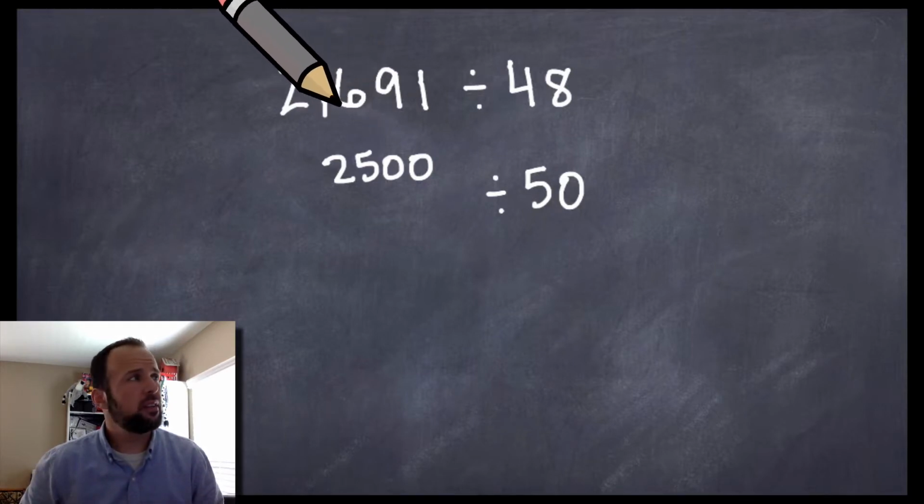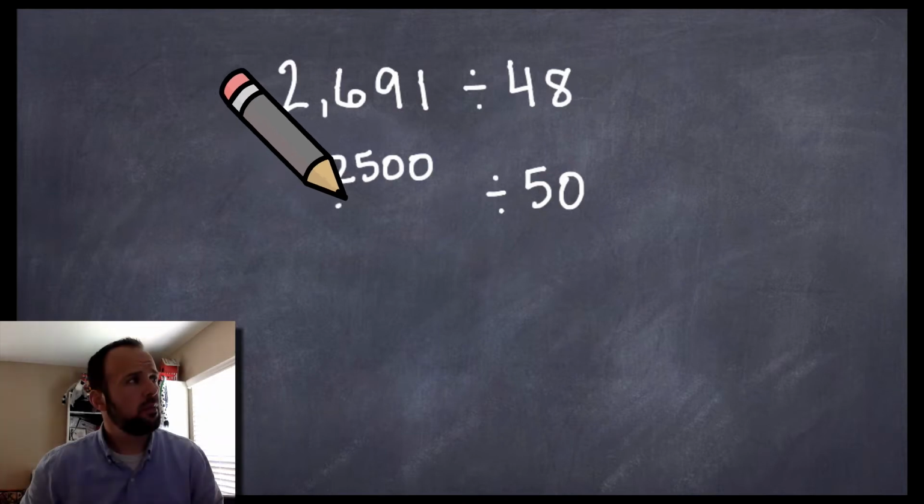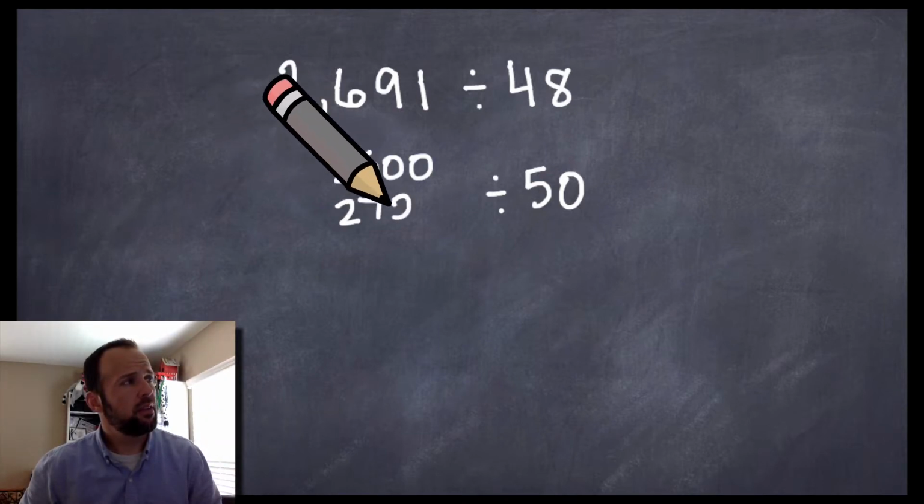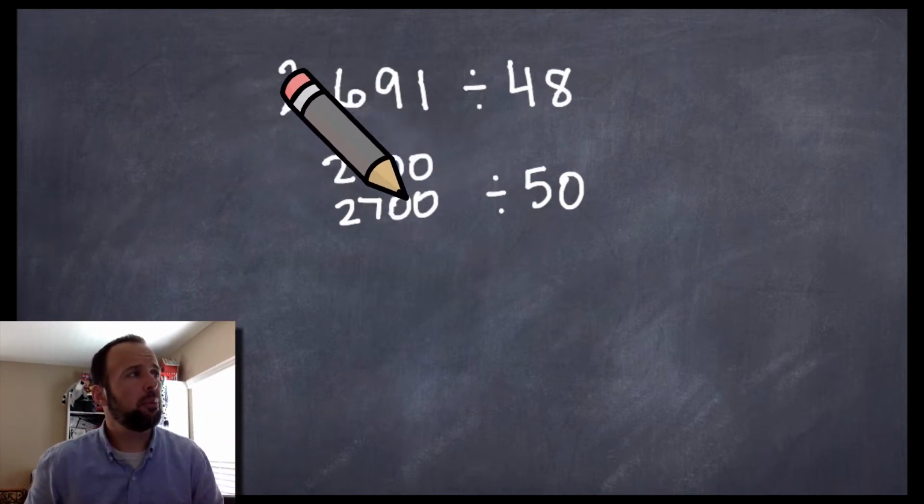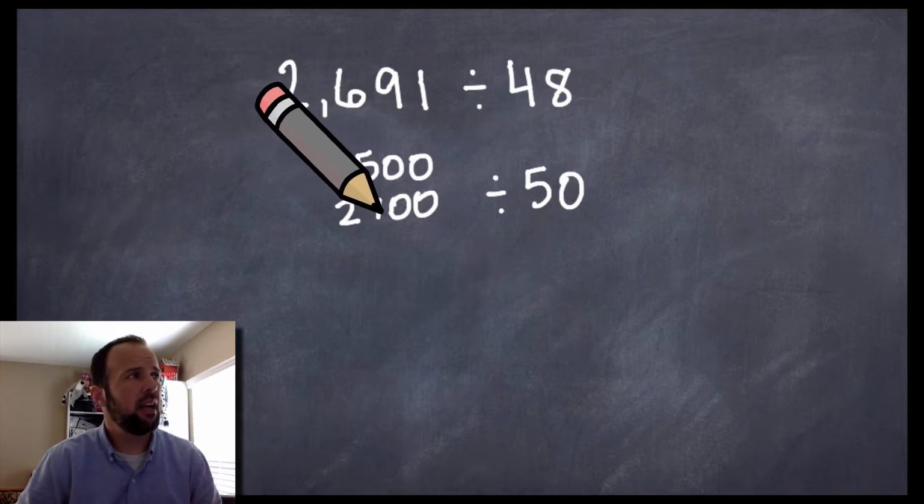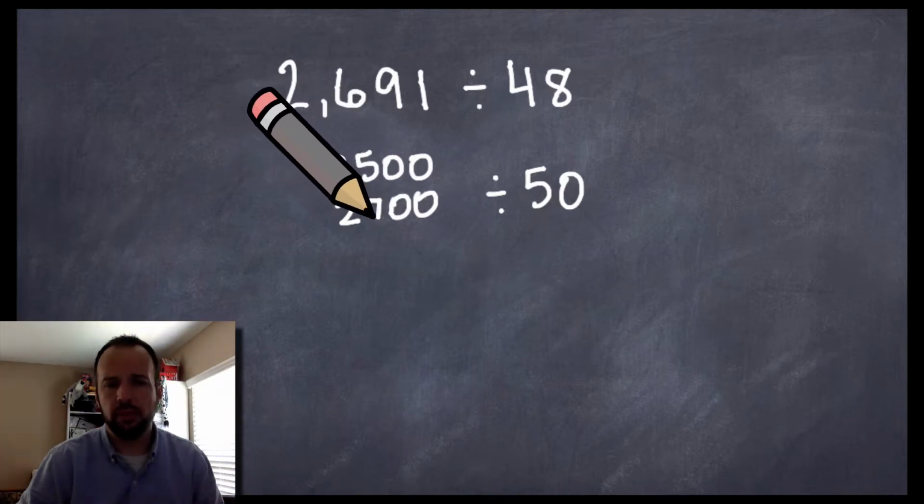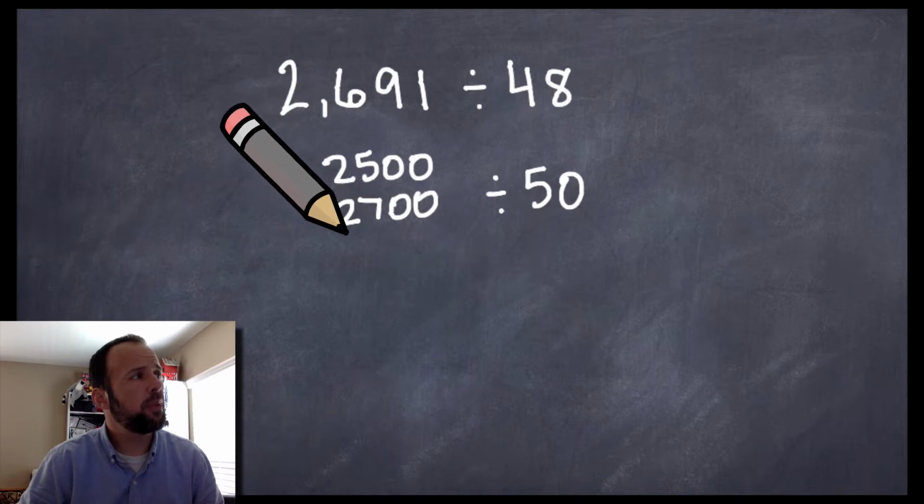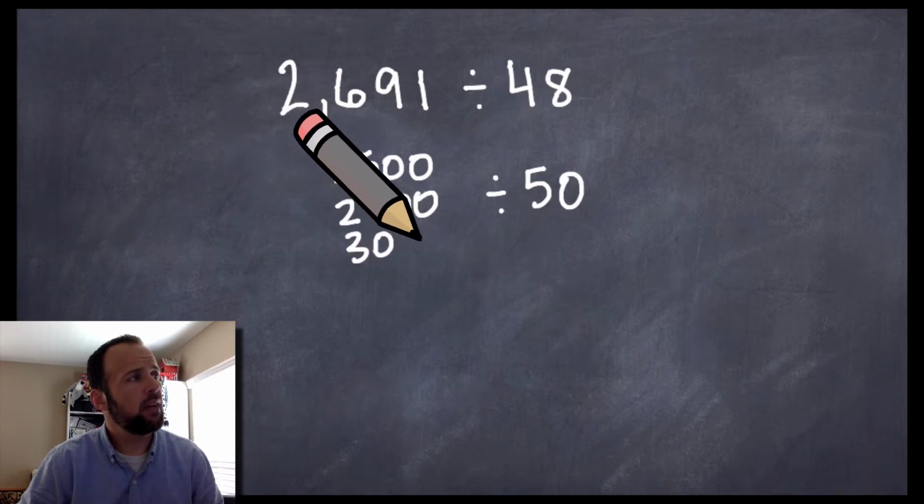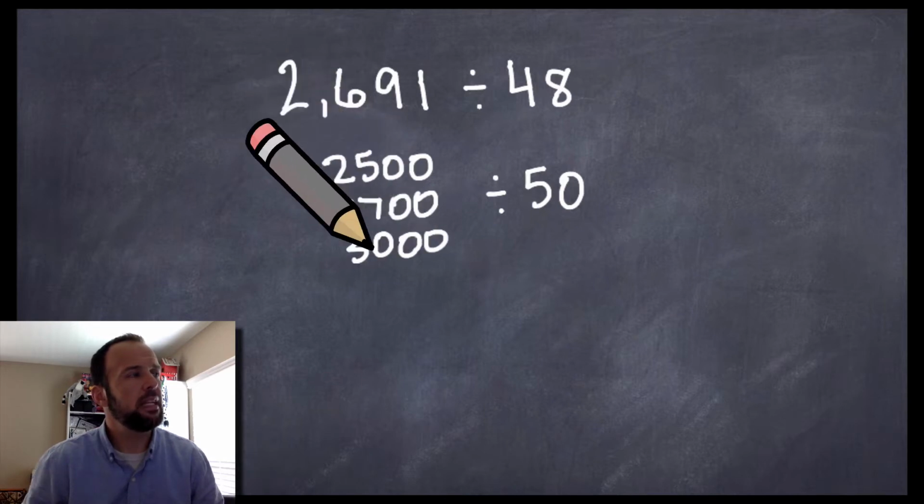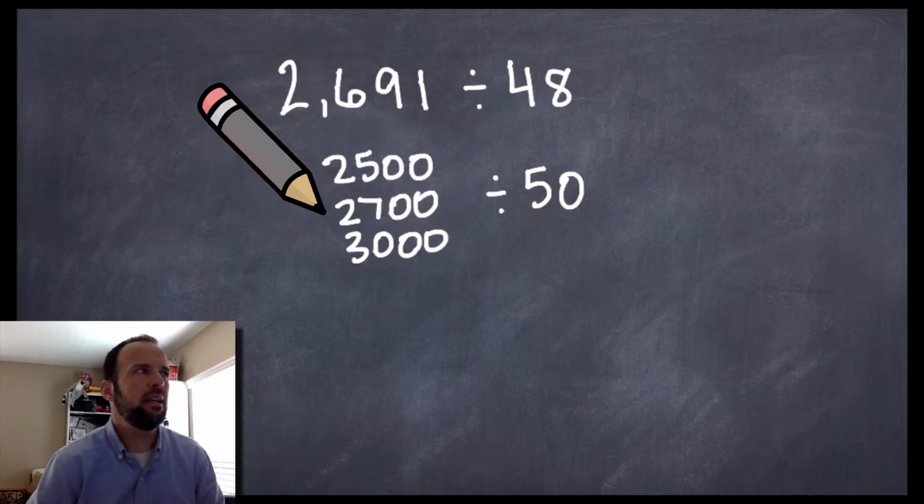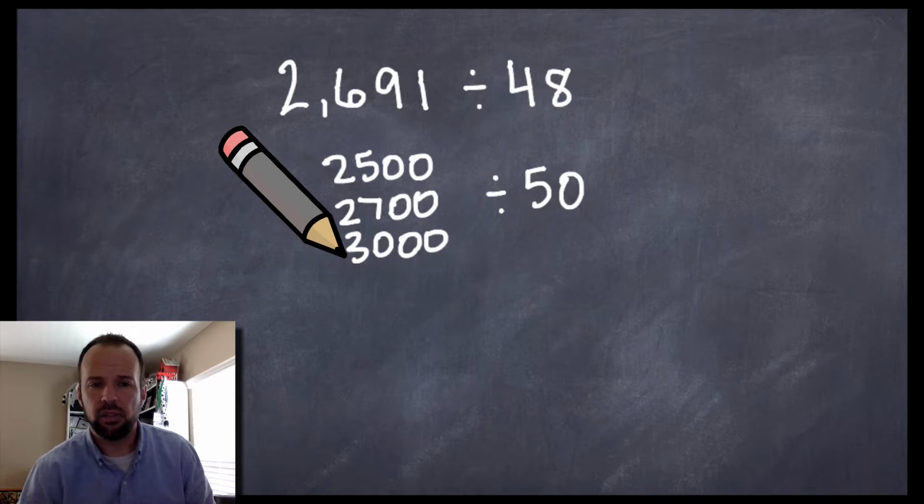I could also look at this and go, okay, well, 2,700. I know I could get pretty close to that with a 50 as well, so I could use that one. And I could even go up to 3,000 if I wanted to, because I know 5 times 6 is 30, so that would be a pretty easy estimate there. So I really have like 3 different estimates I could use here.